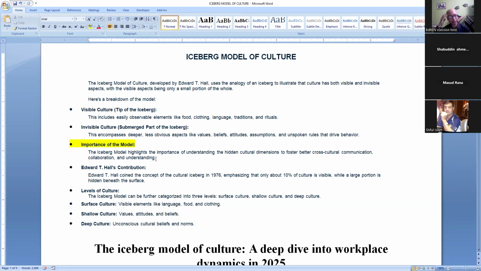For example, in our wedding ceremony, just think of the wedding ceremony of a girl or of a boy. The Muslims also celebrate Gaye Hulud celebration.